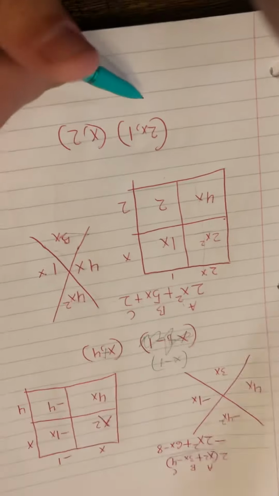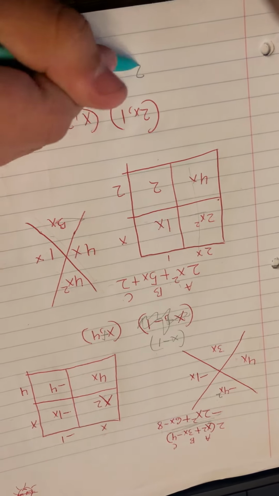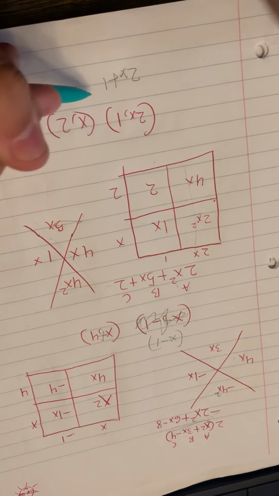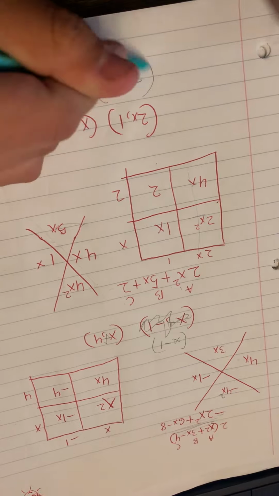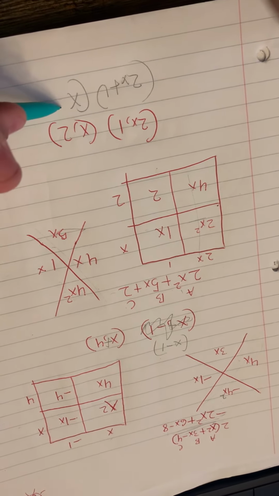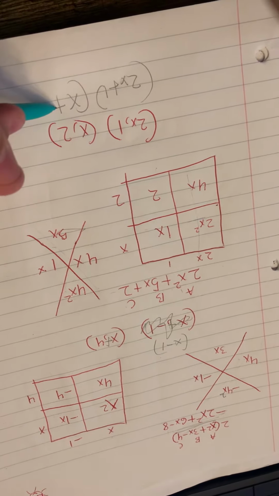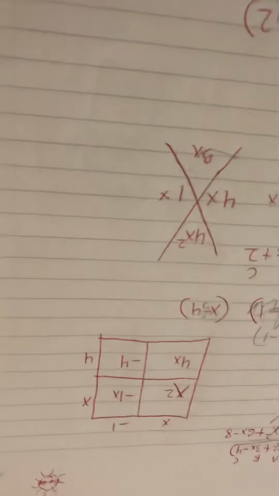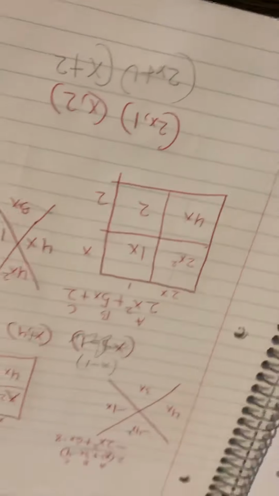So we factor this with 2x plus 1 and x plus 2. Here we go. Moving on to the last part, we'll do these fast.